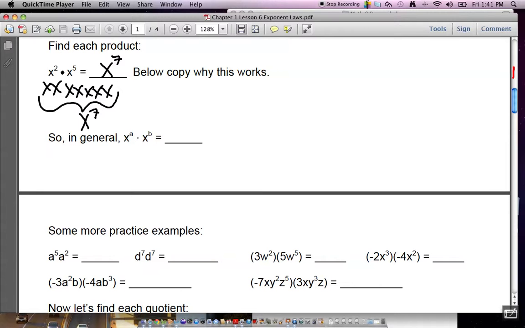I'm a dead man. Okay, now, what did I do to the 2 and the 5 to get the 7? Added. I added them. So in general, the rule is that x to the a times x to the b is x to the a plus b. So we're going to end up adding them. Does that make sense? Good. Excellent.